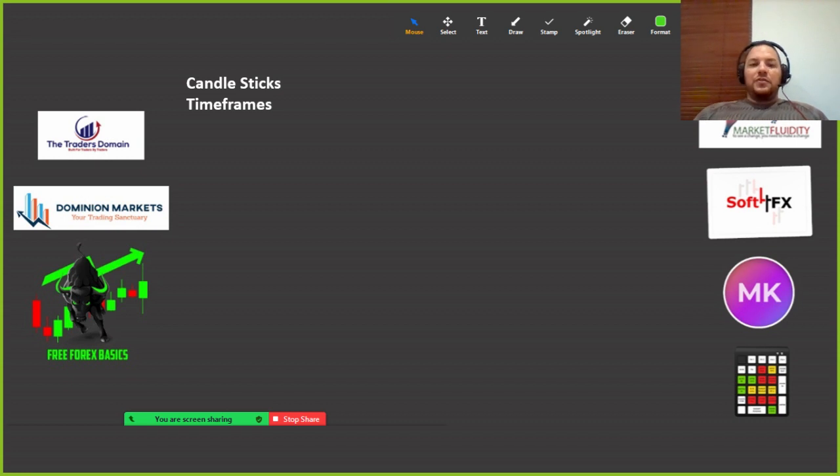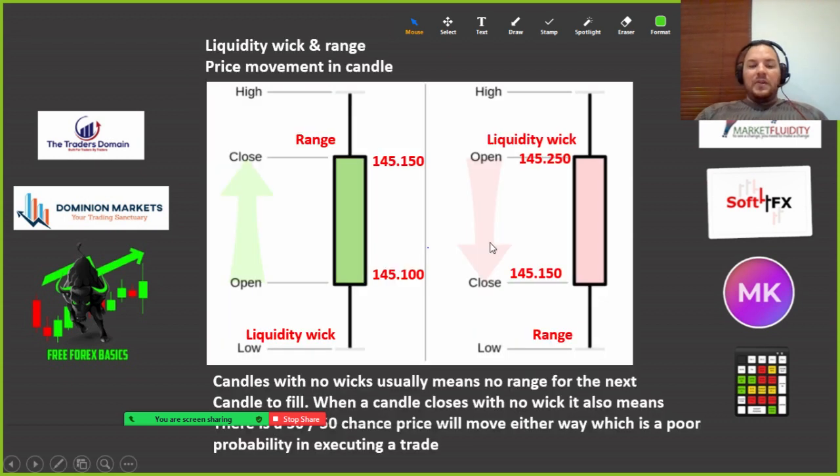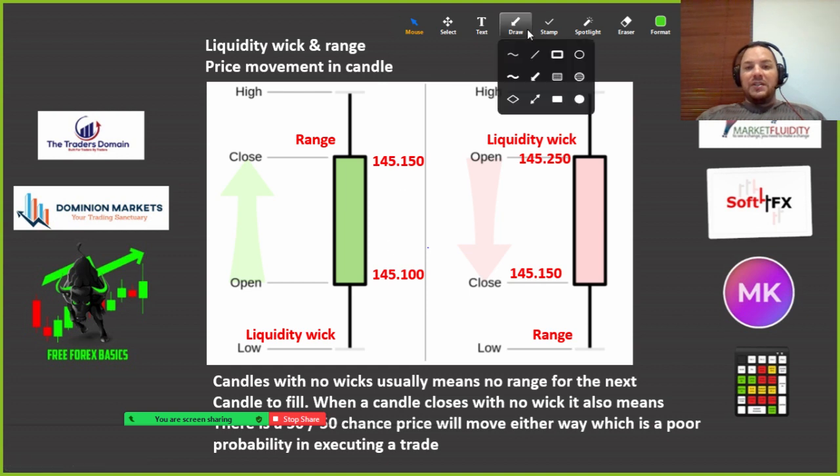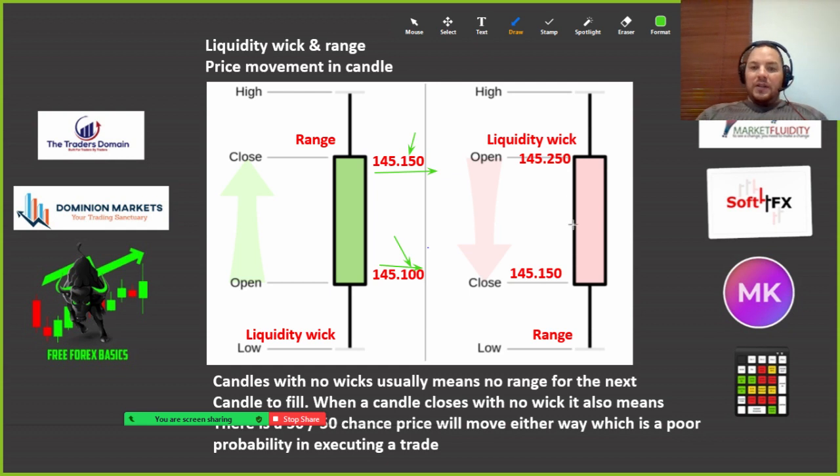Okay, so I've explained liquidity wicks, I've explained ranges, price movement in a candle. As you can see here, price moving here, price there, price moves from 100 up to 150, that's where the candle closes, and that shows you a bullish candle, and the opposite for bearish. Alright, let's move on.